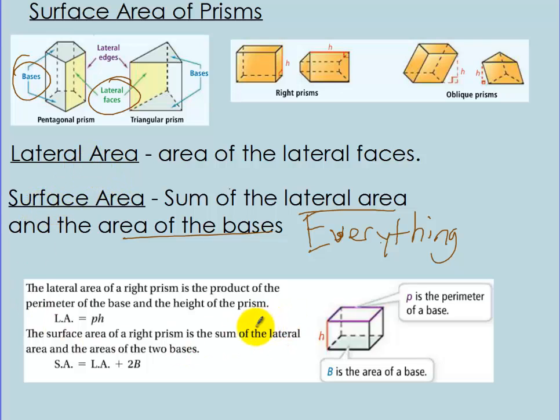So for a prism, the lateral area is going to be the perimeter of one of those bases, P, times the height of that prism. And whatever that shape could be, it could be a rectangle, a triangle, any shape. The surface area, the whole thing, is that lateral area plus 2 times one of the bases, which you could probably figure out anyway. So there are the formulas.